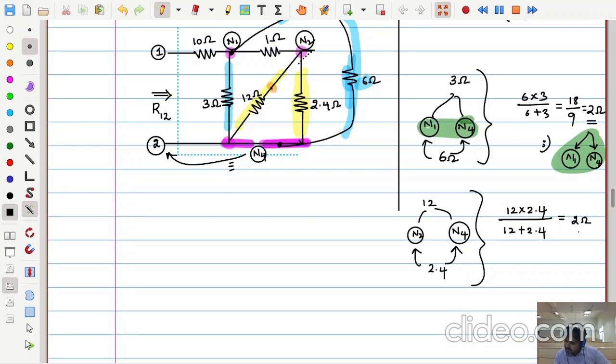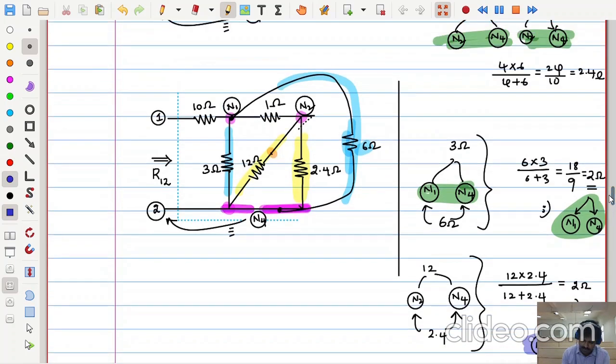Now see where this 2 ohms is connected. Don't get confused with this 2 ohm and this 2 ohm. Both are different. This 2 ohm must be connected where? Between its parent nodes, N2 and N4. You can assume that its parents are these two. So between these nodes it must be connected.